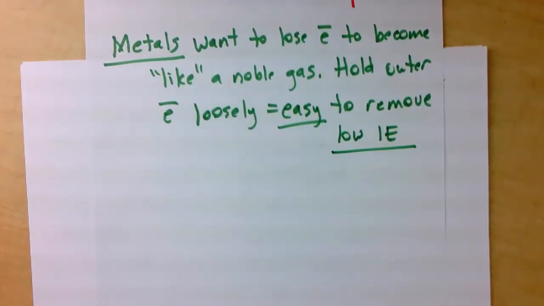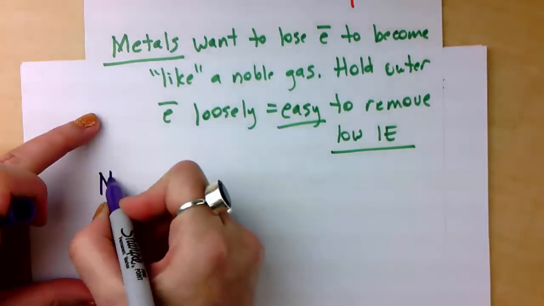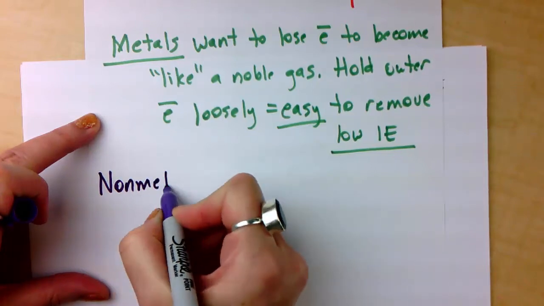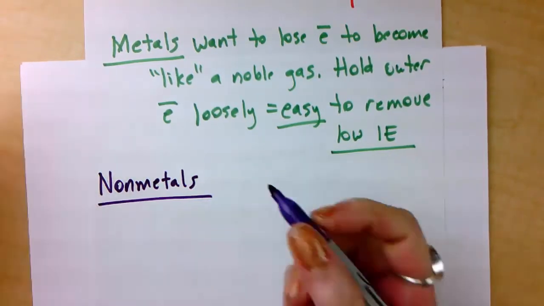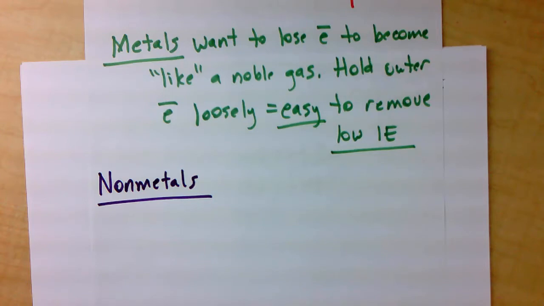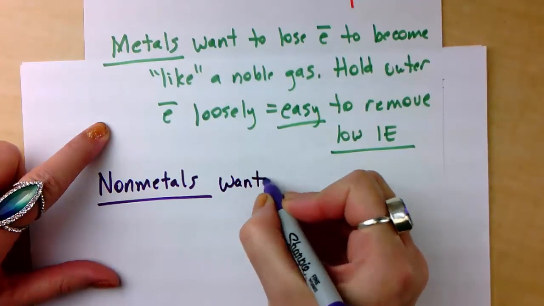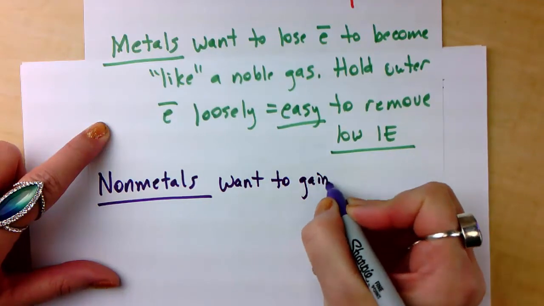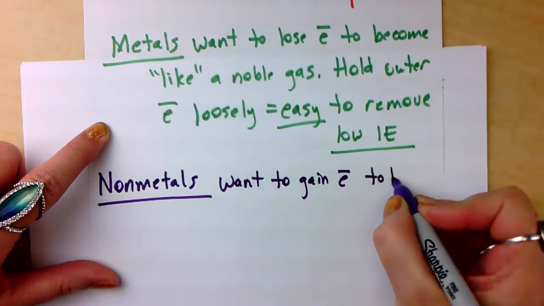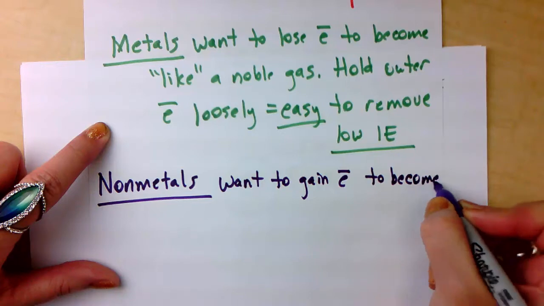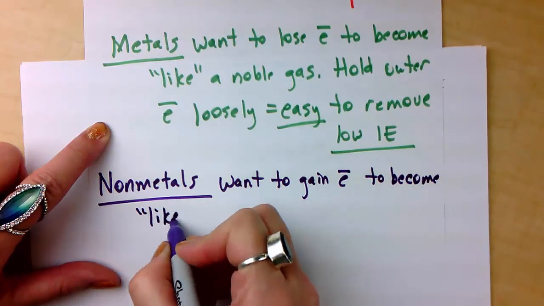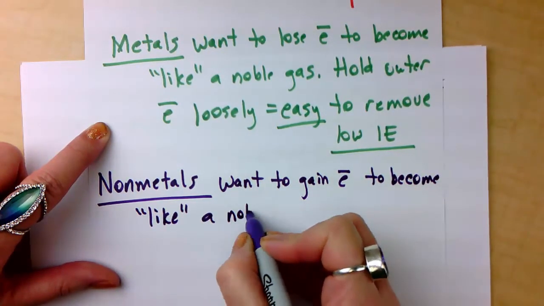Well, what do nonmetals want to do? Maybe you know, maybe you haven't heard yet. Their goal in life. What is their goal in life? What do they want to do? Well, nonmetals actually want to gain electrons so that they can become like a noble gas.